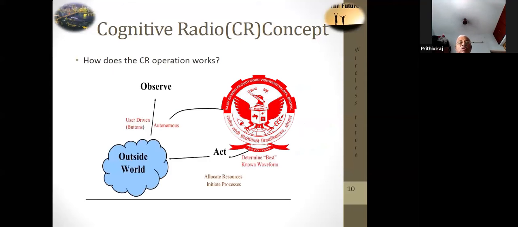So this is how CR operates, okay? Coming from the outside world, user-driven, you observe, and then you take that decision and determine the best known waveform, act on that, allocate resources, and initiate the processes. So this is how that entire circle goes. This is user driven here, this is autonomous, and this is how it takes off and how you are able to do the CR operation works and the CR concept gets implemented.